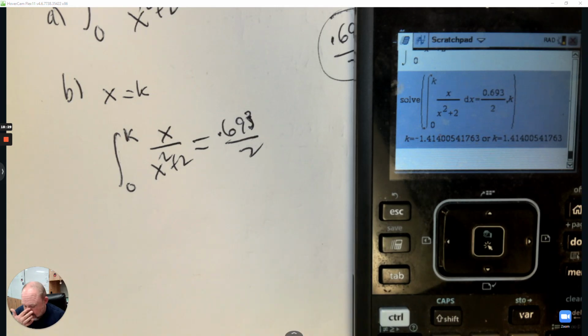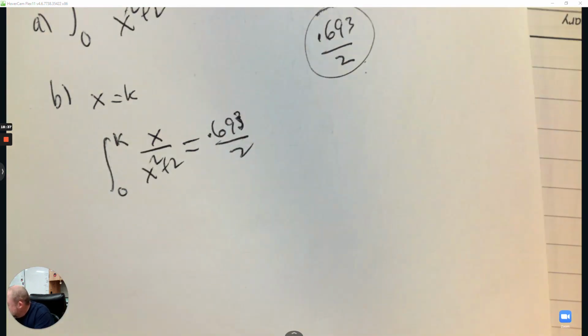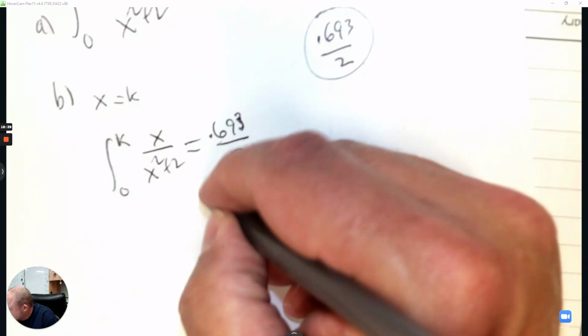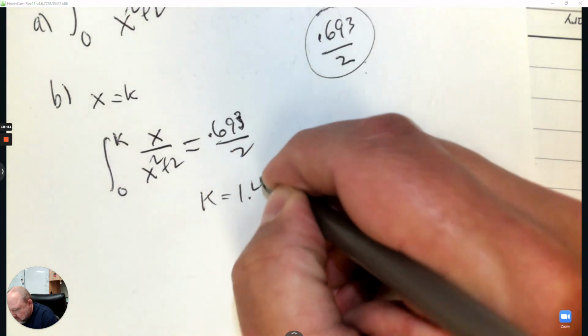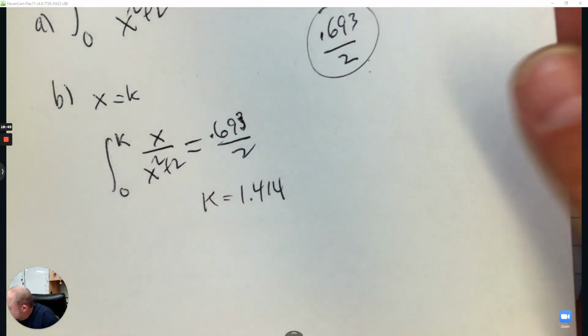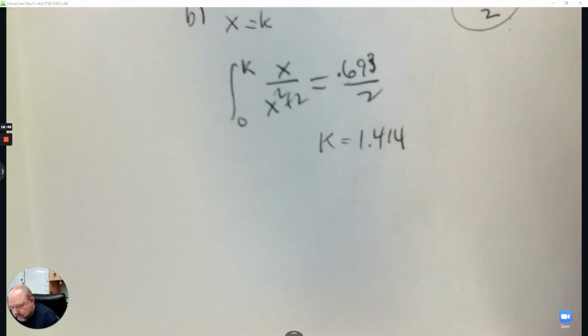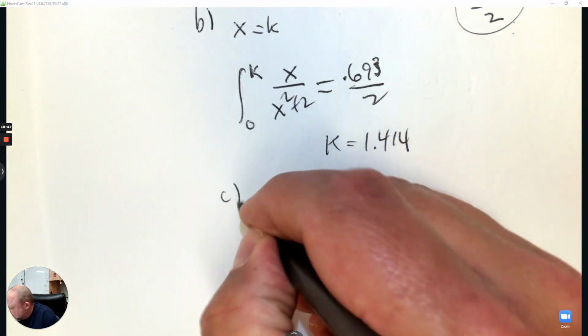And so towards the positive direction, right? Because we're going from 0 to root 6, so not the negative value. It's 1.414. Part C.